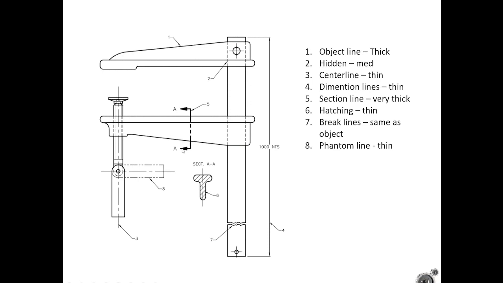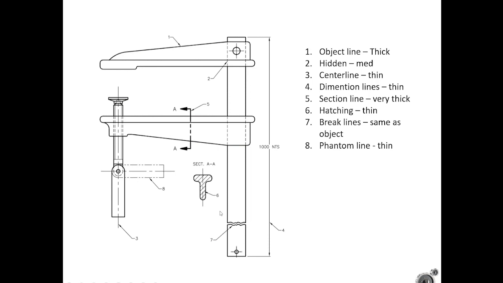So a quick rundown, AA is saying that somewhere else on this page, I'm going to have something that says section AA. I'm going from A to A. And what that will be a picture of is if I sent a saw down through this plane and cut this clamp in half, what would I see if I looked in the direction of these arrows? And what I would see is section AA down here. So this is a cross section of this cutting plane.